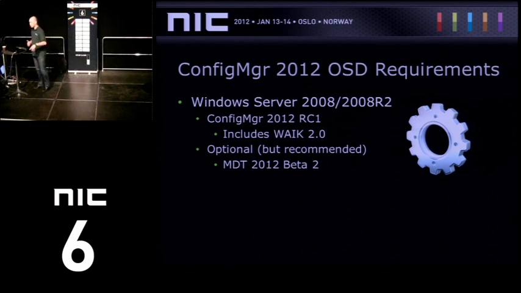In order to do Windows 7 deployments, WAIK version 2 is required, and that's part of the RC1 release of ConfigMgr 2012. Also, something I do recommend, it's not required, is to integrate with the Microsoft Deployment Toolkit as well. And I will come back later to why I think this is a good idea for you.